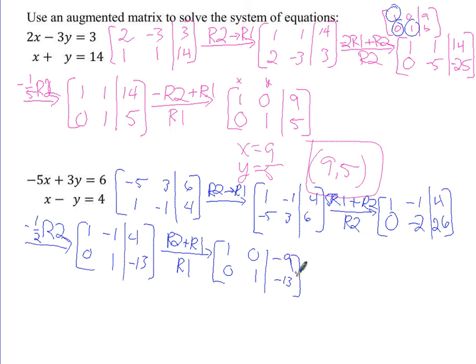So my answer is now staring me in the face because I have the identity sitting here. It is x equals -9, y equals -13. So therefore my ordered pair is (-9, -13). There's your answer.